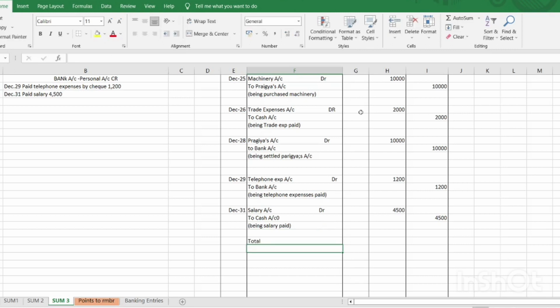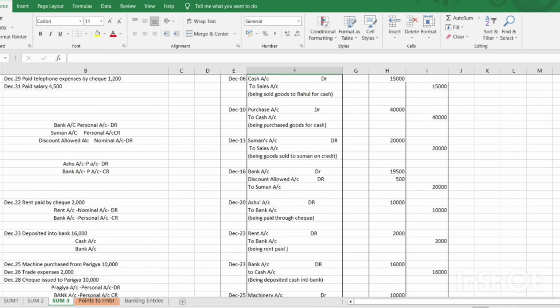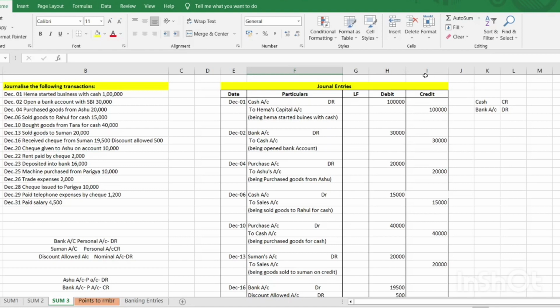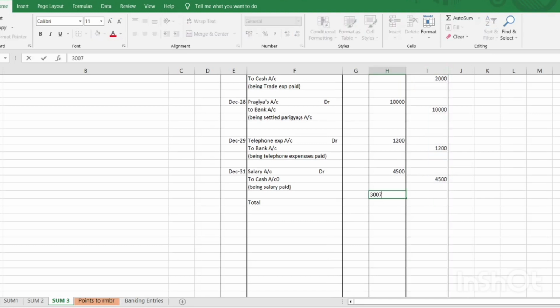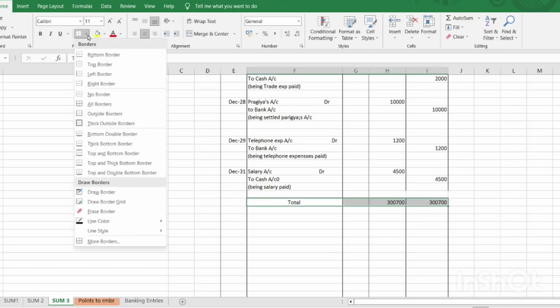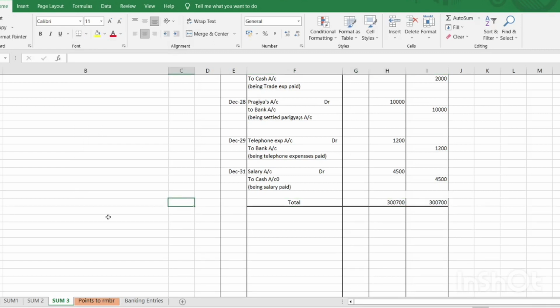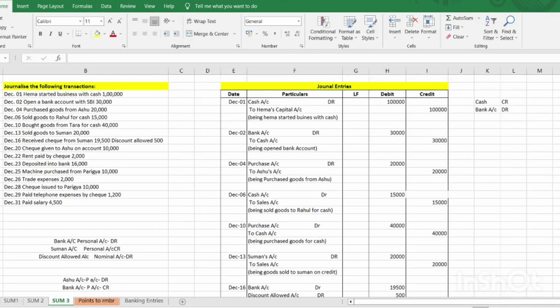Let us calculate the total. So total of debit side must be equal to the total of the credit side. So here our total is 3 lakh 700 and 3 lakh 700. So this is how we have to analyze the transaction and understand under which account they belong to, and then post them into our journal entries as debit and credit. I hope this sum is clear to you, how we have to analyze the transaction and record them.